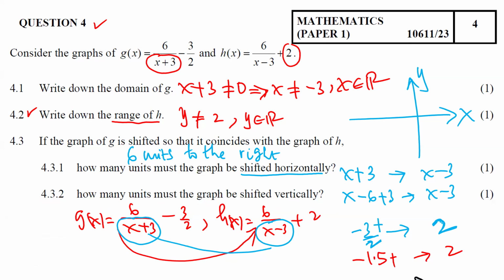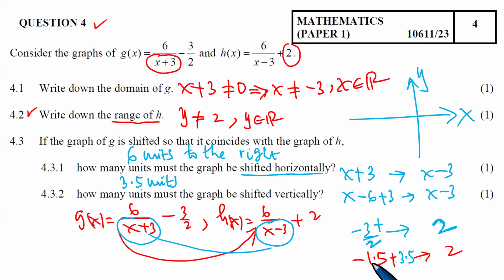We can add 3.5. Well done. We can add exactly 3.5 because I'm just testing you with these things, guys. 3.5 minus 1.5 is 2. So this one here, you can say it is 3.5 units. By how many units? It is 3.5 that can be added.